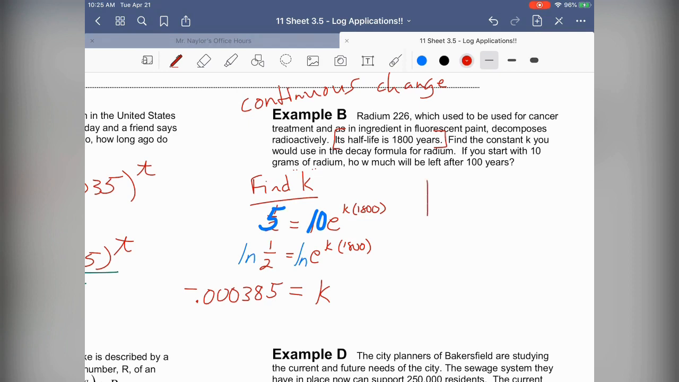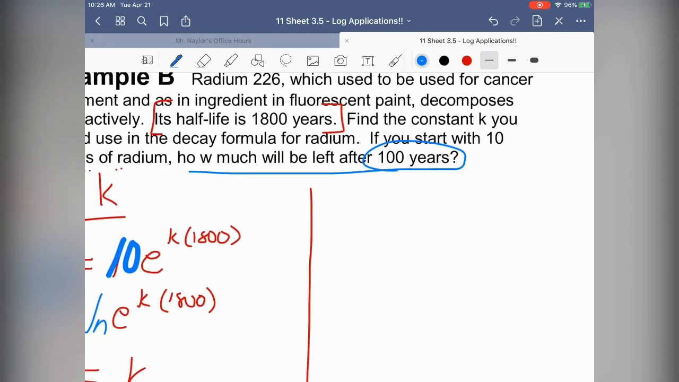Now, once I have k, what you want to understand is that's going to be the value of k for the rest of this problem. And so if I want to actually answer the question, that is how much will be left after 100 years, then I'm going to be able to use my k value along with these new numbers to determine that. And I hope that you would find yourself plugging in 10 for your initial value. I hope that you would use the k value that we already found. And of course, now we have 100 years that we can actually plug in.